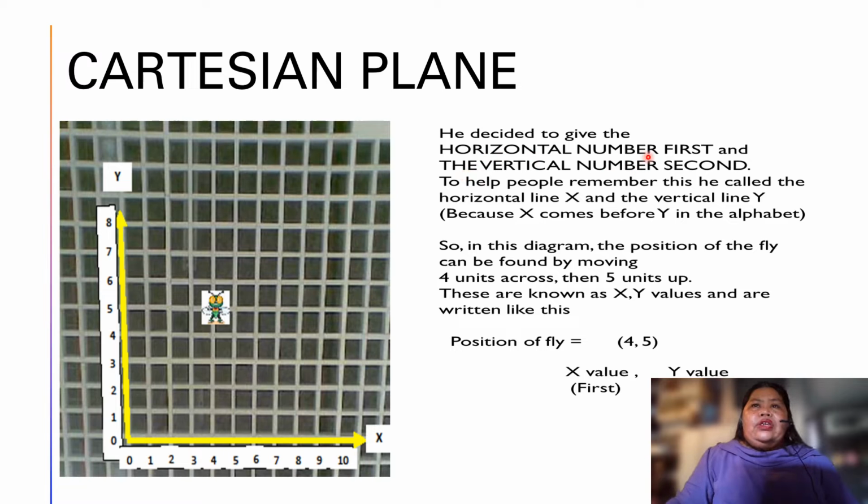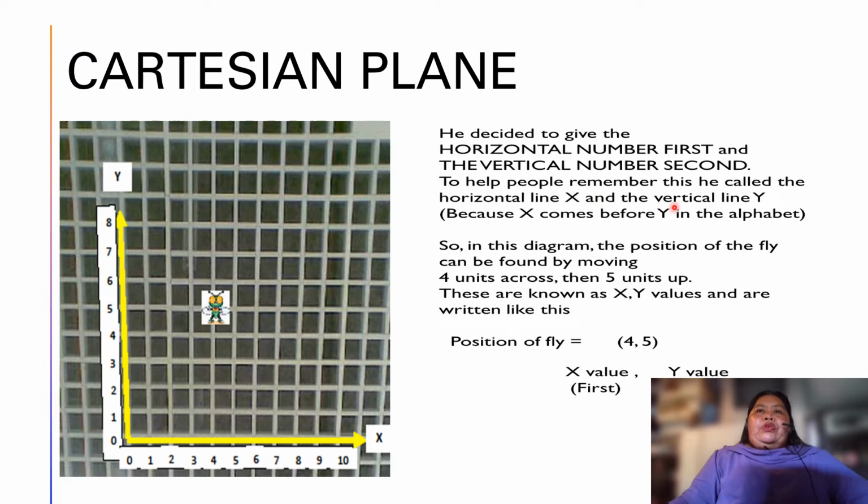Then he decided to give the horizontal number first. So we have the horizontal, and it starts from 0, 1, 2, 3, 4, 5, 6, 7, 8, 9, and 10. So they call it the x-axis. And the vertical, it's from 0, where the 0 of the vertical and the horizontal meet. So the vertical number is second. Okay, so we have 0 to 8 also.